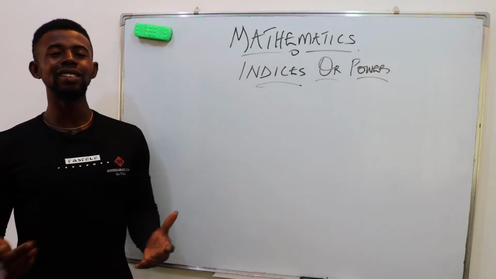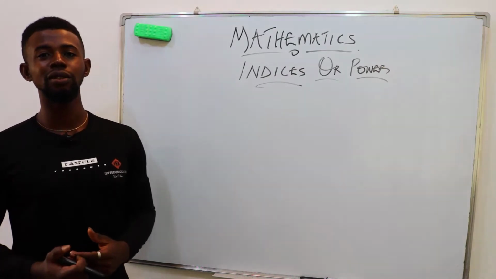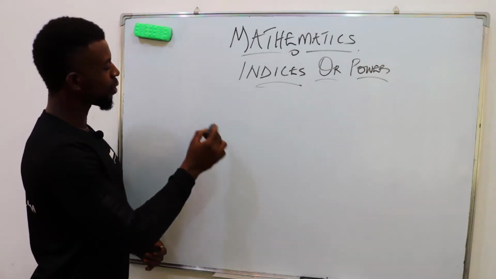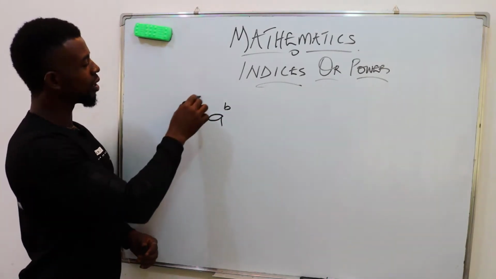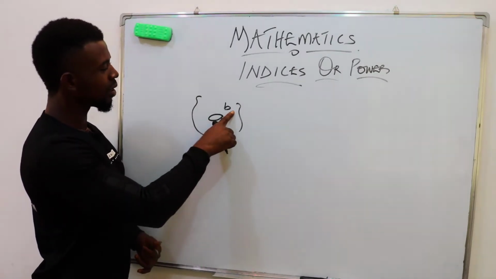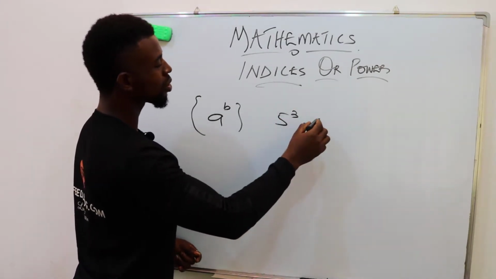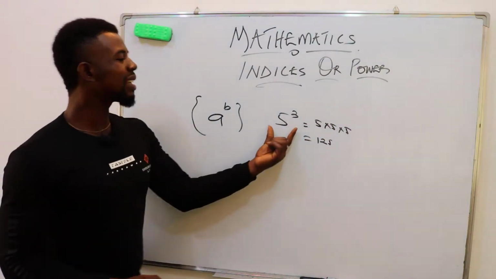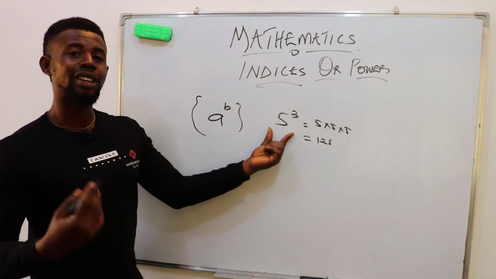What is indices? Indices is that area or aspect in mathematics that shows us how many times a number is multiplying itself. And how does indices appear? Indices appear in this form. For example, if I have A superscript B, A raised to power B, this is indices. And this simply means A multiplying itself B number of places. So if I have 5 raised to power 3, this is simply 5 three places, which is equal to 5 times 5 times 5, which is equal to 125. So basically, this is an indicial expression. So expressions that come in this form are known as indices.